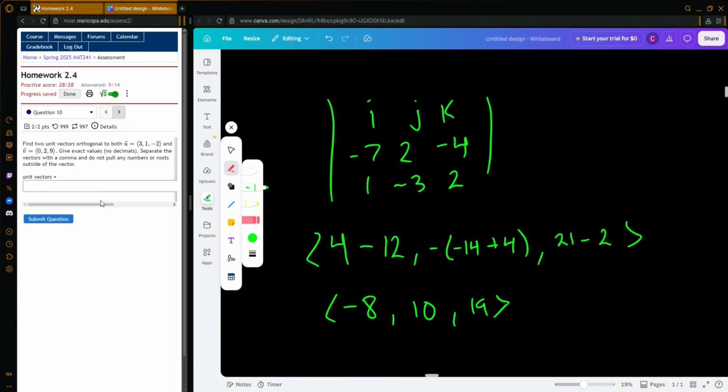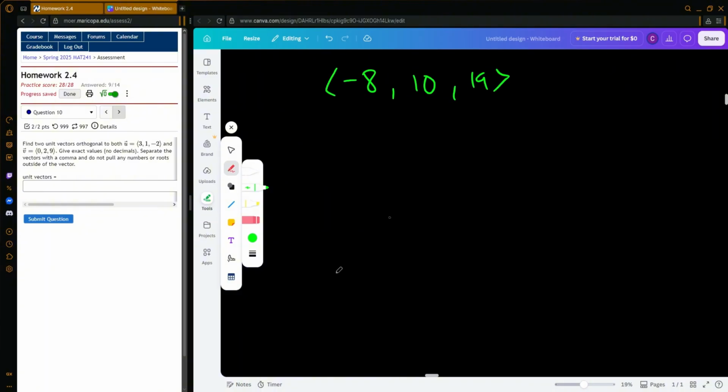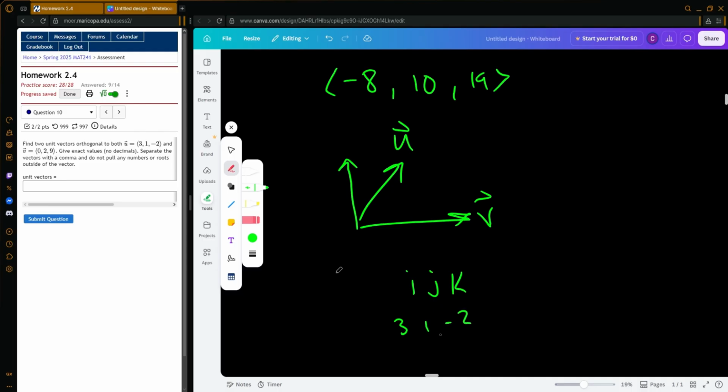Okay, what is this? Find two unit vectors orthogonal to both U and V. Okay, that's easy. To find an orthogonal vector to U and V, you have to do the cross product. It will spit out an orthogonal vector. So we're going to do the cross product of U and V. So we'll do I, J, K, U, which is 3, 1, negative 2, and V, which is 0, 2, 9.